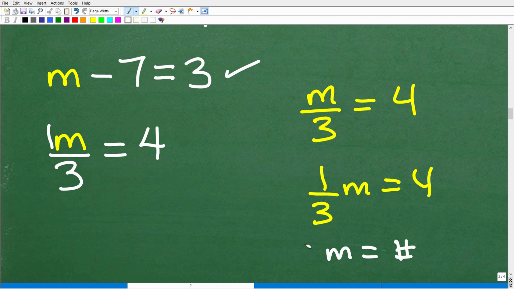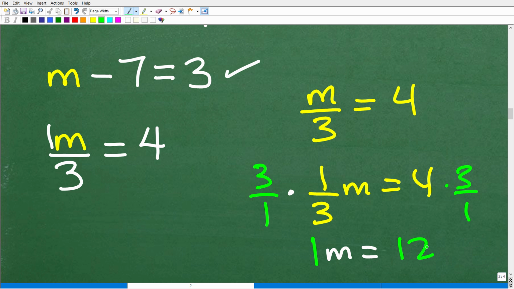Well, all you need to do is to flip whatever fraction is in front of the variable. So in this case, it's 1/3. Flip it upside down, so that's going to be 3 over 1. Because 3 over 1, or 3 times 1/3, is 1. So if I multiply the left-hand side by 3, or 3 over 1, I have to multiply the right-hand side. So 4 times 3, of course, is 12.